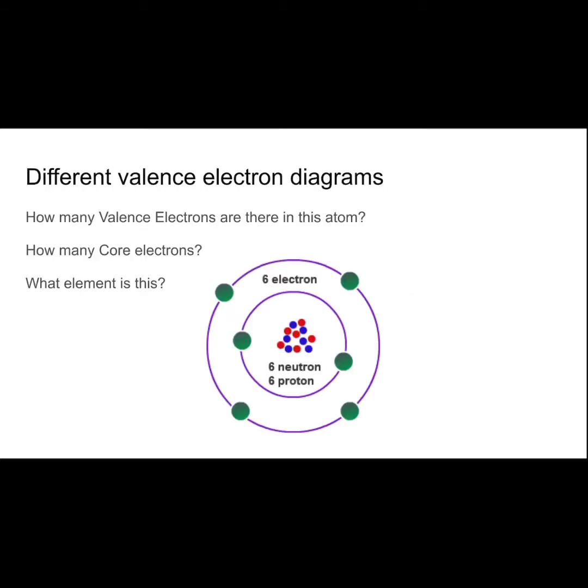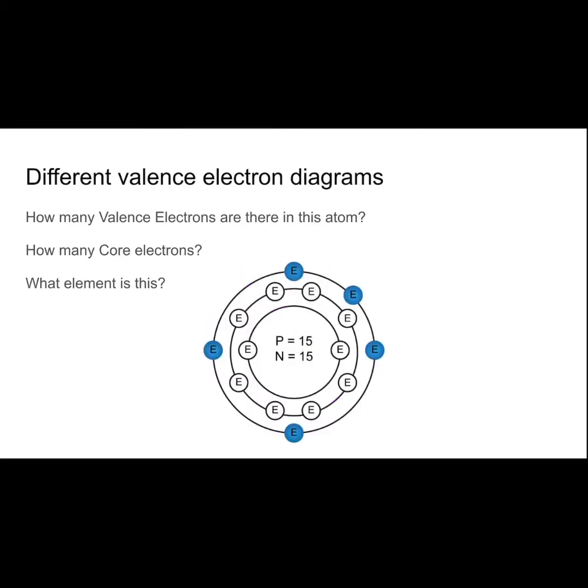So here's an example. How many core electrons are in this element? How many valence electrons are in this element? So my valence electrons are the outermost electrons. So I would have 4. Then it says how many core electrons. So the core electrons are just anything else that's not a valence. So I would have 2 core electrons. Those are in green. What element is this? I know that this is carbon because I have 6 protons and 6 electrons.